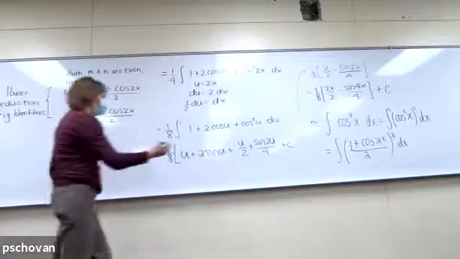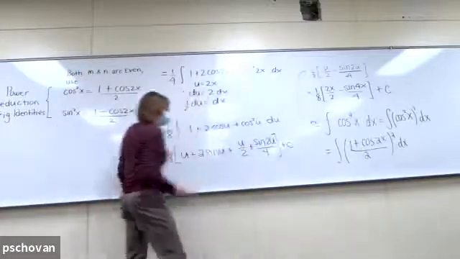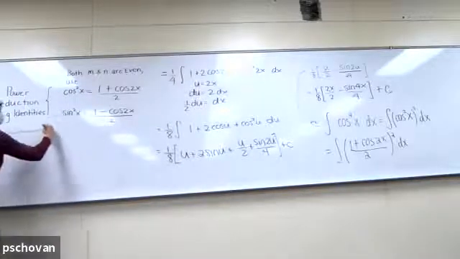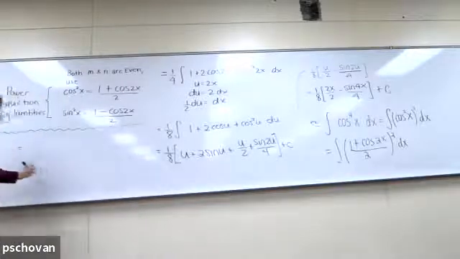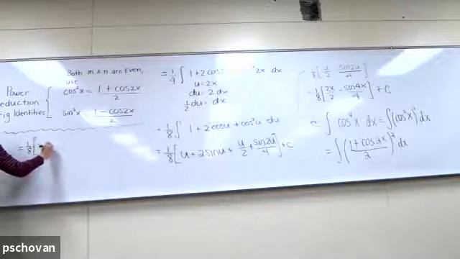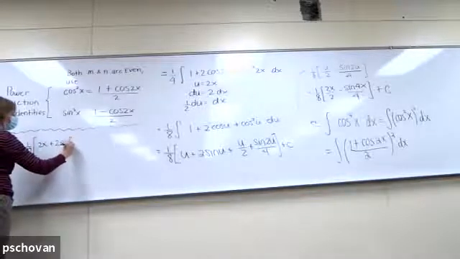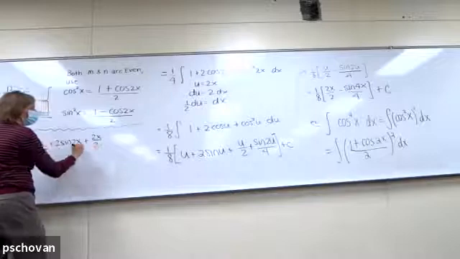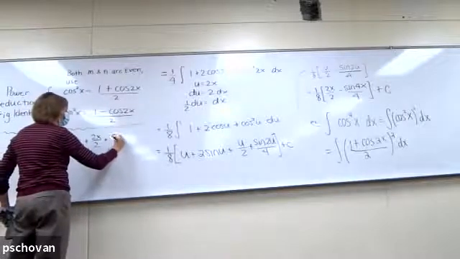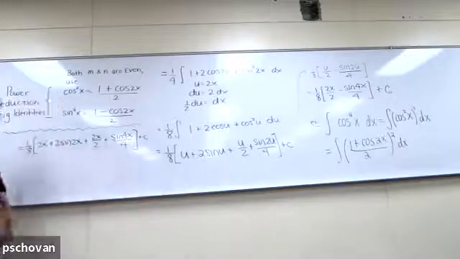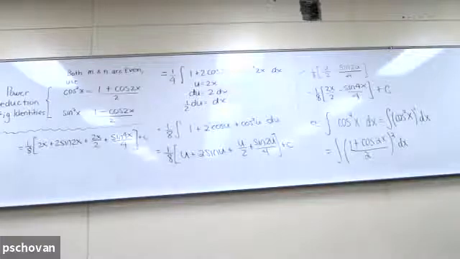Last step is to put the 2x back in for each u. So I'm going to have 1/8 times 2x plus 2 sine of 2x plus 2x over 2 plus the sine of 4x over 4 plus C. Anything simplifying from there is fun for you. I quit. Okay?